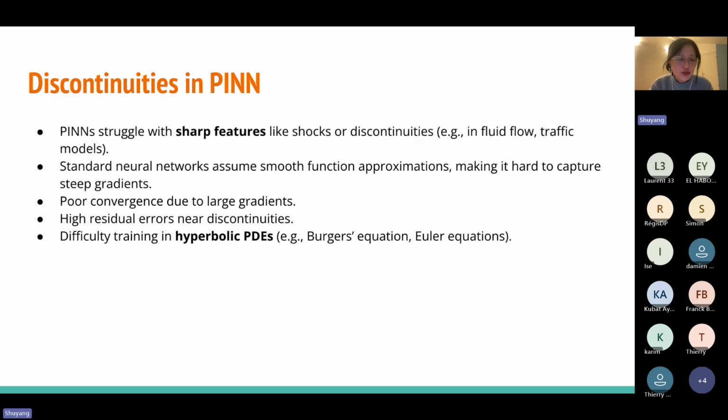So this discontinuity really poses some problems for applying PINNs to equations, especially hyperbolic equations. Because as I said, standard neural networks always assume that the function is smooth. So it's very hard to capture a jump condition or a shock. And of course, since it cannot capture this kind of behavior, but the equation forces it to have this kind of behavior, it will do whatever. The solution can be a disaster.